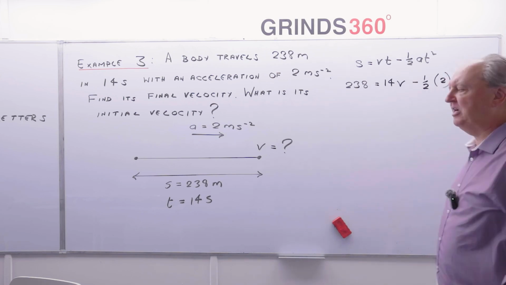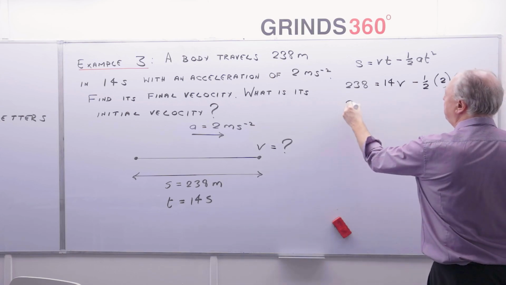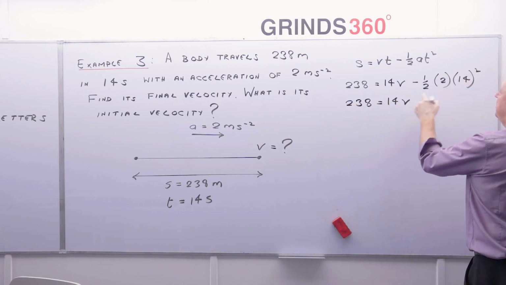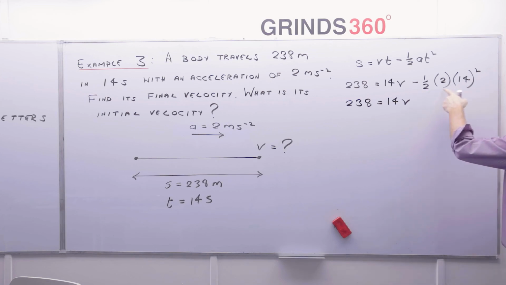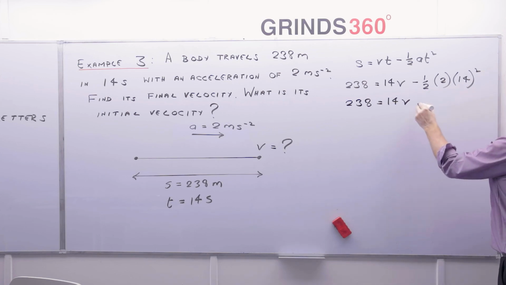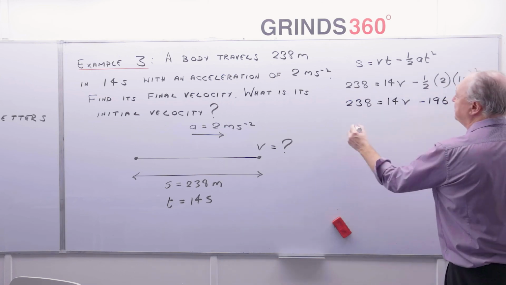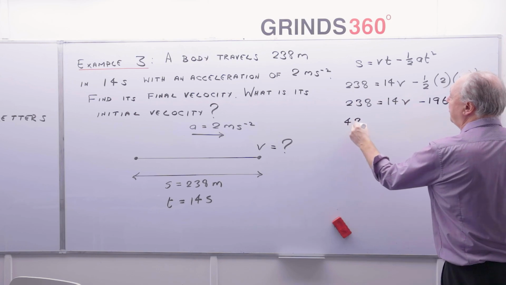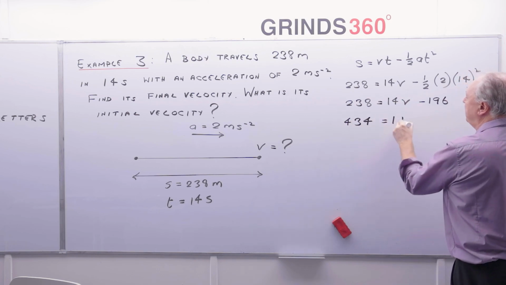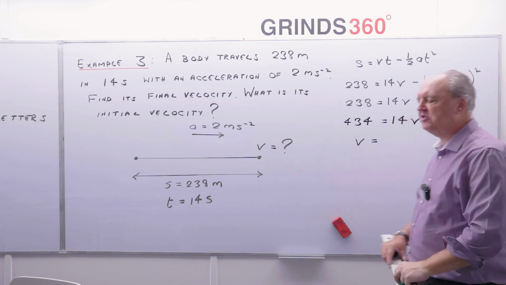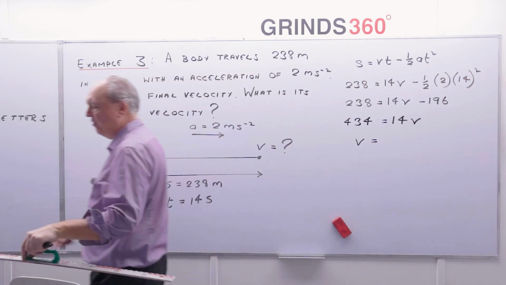Right, so do this calculation. Use your calculator if needs be. 238 equals 14V. A half of 2 is 1. 14 squared is 196, so it's minus 196. So jump the minus 196 across and add it to that, and I will get 434 is equal to 14V, and then V is equal to 434 divided by 14.